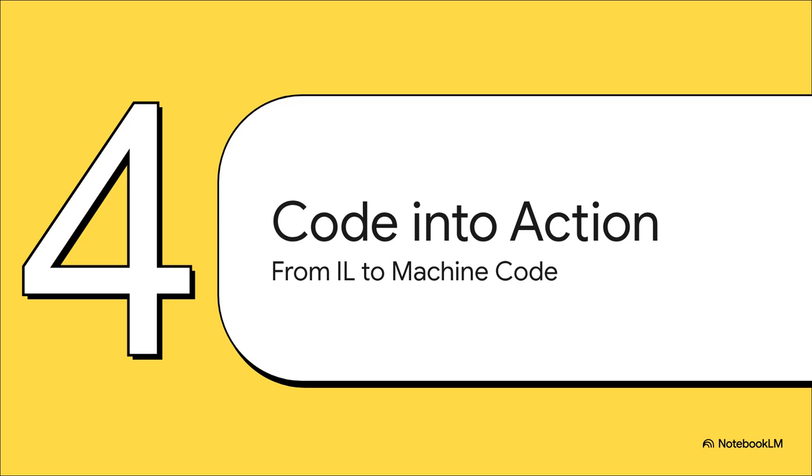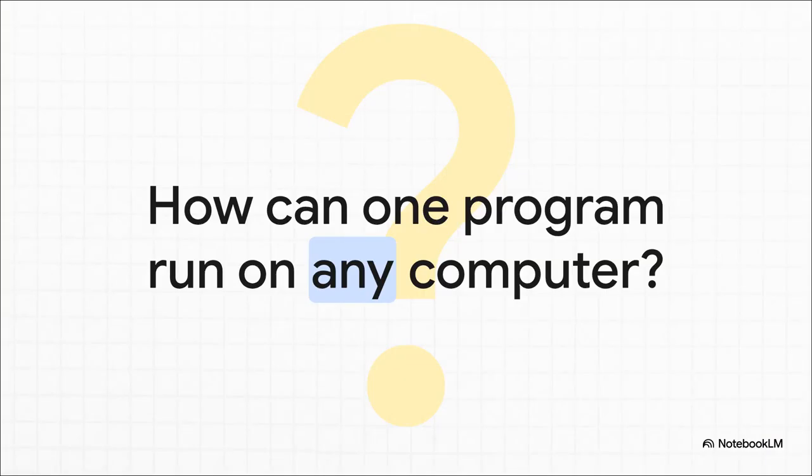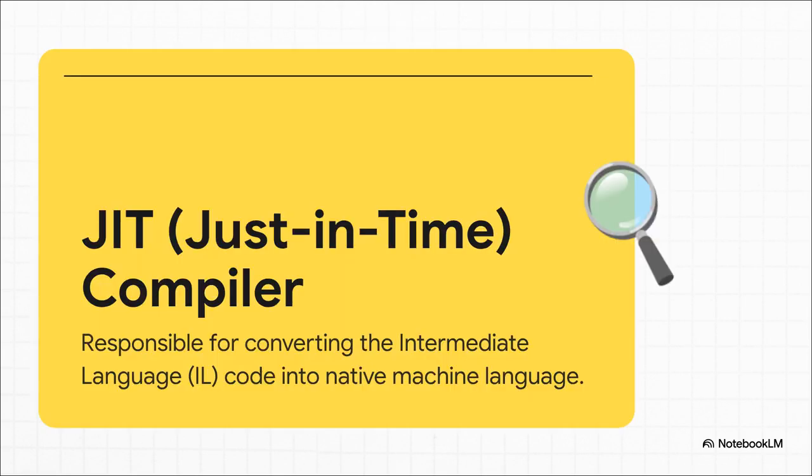All right. Code into action. We've loaded our blueprints, we've sorted out our memory, now it's time for the moment of truth. We need to turn our high-level code into something the computer's processor can actually understand and execute. But this brings us right back to that big, important question we asked at the beginning. If the guts of a Mac are totally different from a Windows PC, and that's different from a Linux server, how on earth can one single program run on all of them? The answer, and this is really the secret sauce of .NET, is the just-in-time compiler, or JIT.